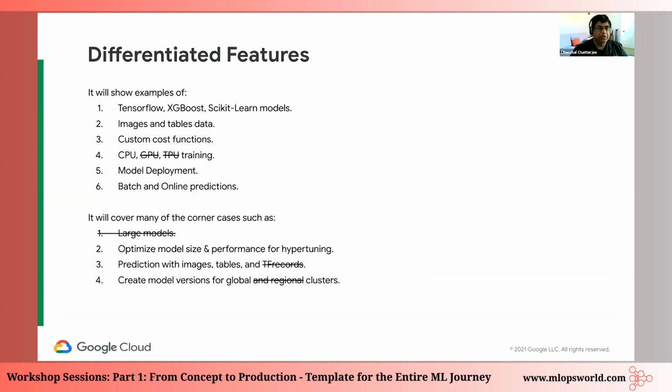For model deployment, we will show online predictions. We won't show large models because it takes a long time to train large models, sometimes 10 hours, 12 hours. We certainly don't have that time. We'll use small models which can be trained in under 10 minutes. We'll optimize model size and performance through hyperparameter tuning. We'll show you that. We'll show predictions and images and tables. There's another way to do that, which is called TF Recurse, which we don't show. We'll create model versions mostly on global endpoints, although you can easily turn it around and do regional endpoints. Okay, so these are things that we will be showing, which is a lot of material.